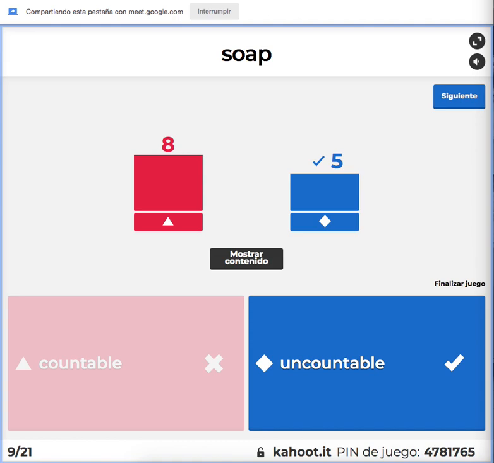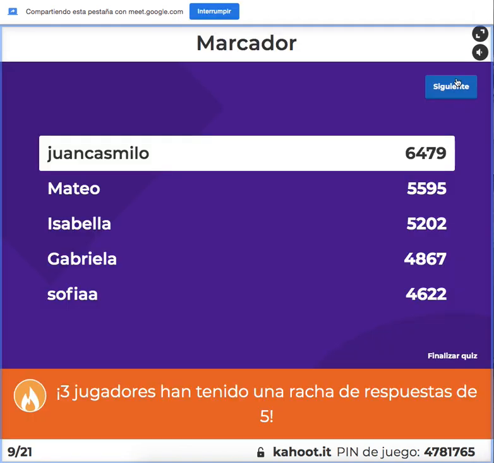And also think about it. Do you have a plural form for this? No. So it is not possible to count soap, okay? It is uncountable because it is a chemical substance. You can count the pieces of this, but not in general. Okay, let's continue. You can do it.